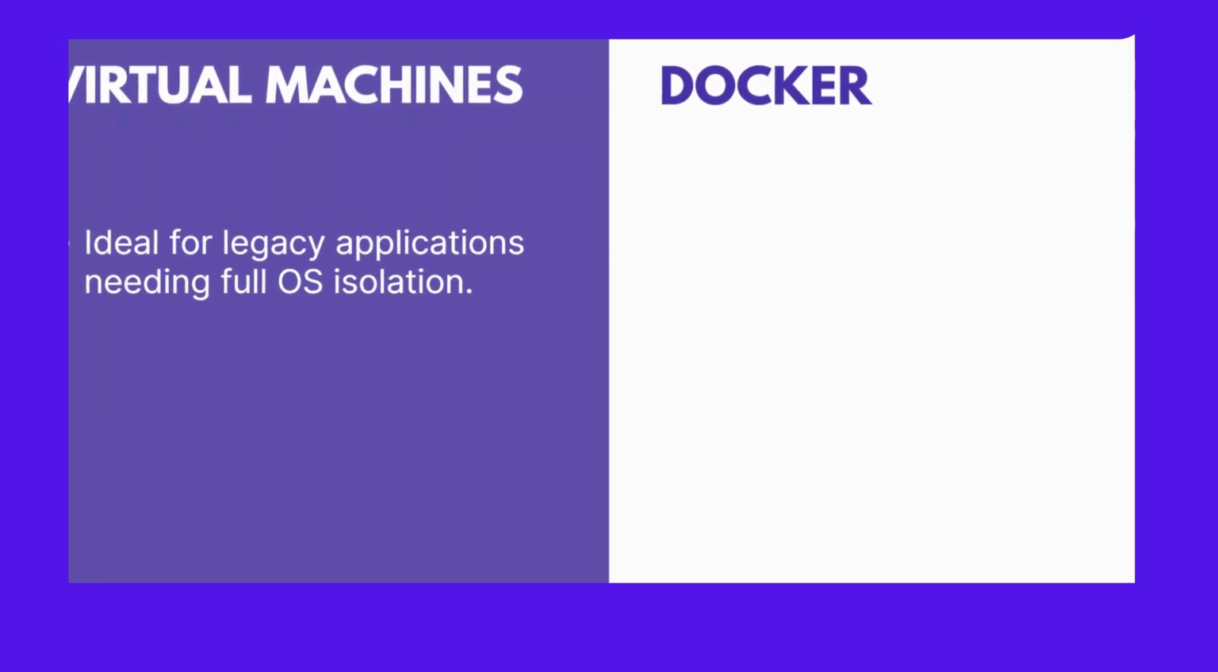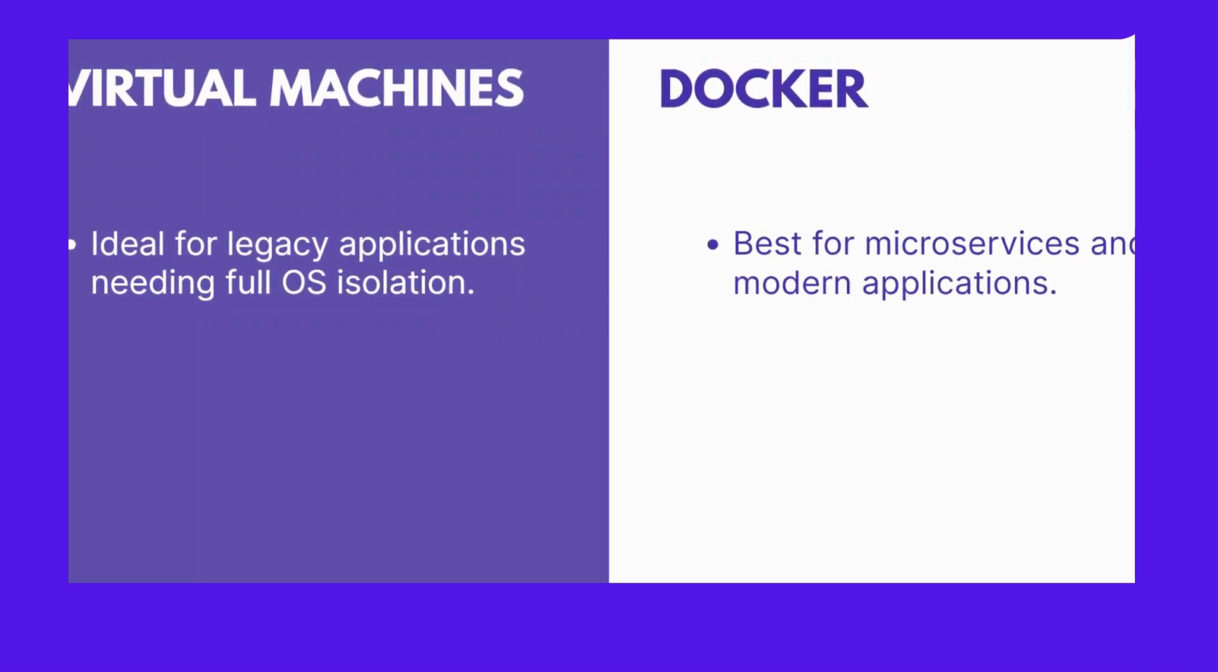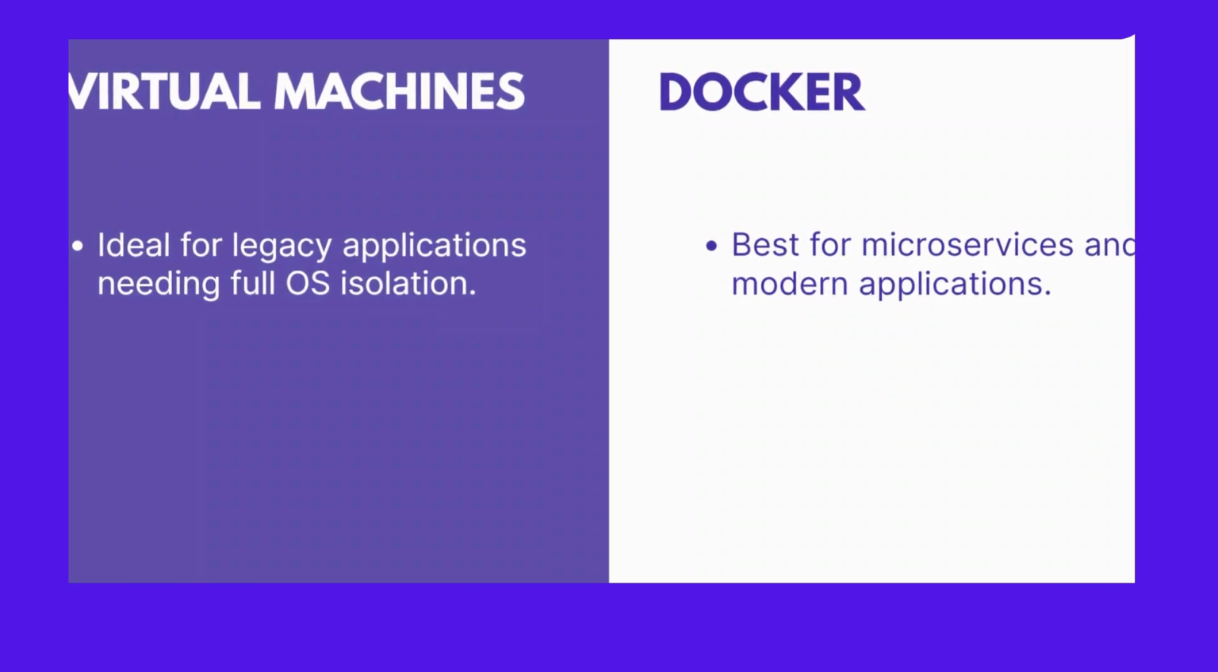Virtual machines are ideal for legacy applications needing full OS isolation. Docker is best for microservices and modern applications.